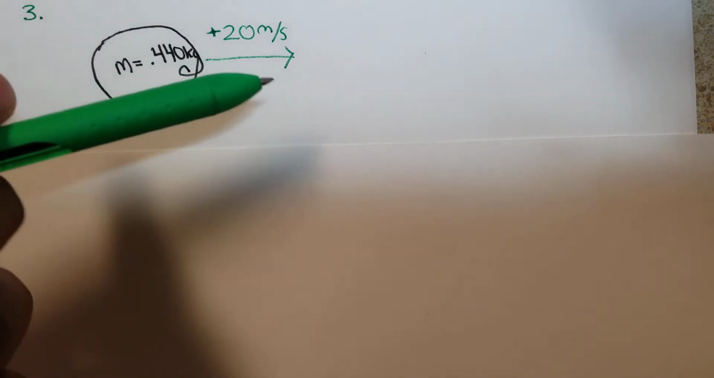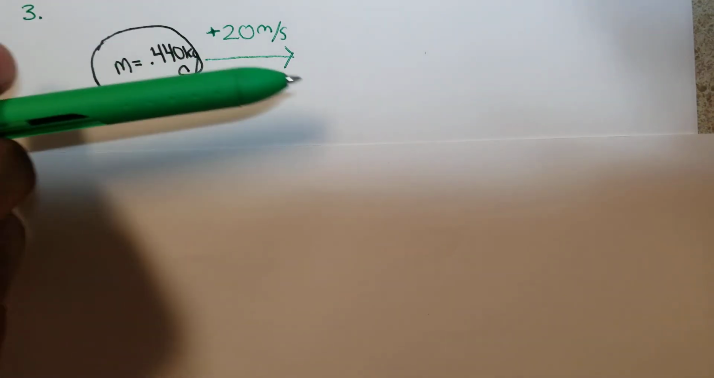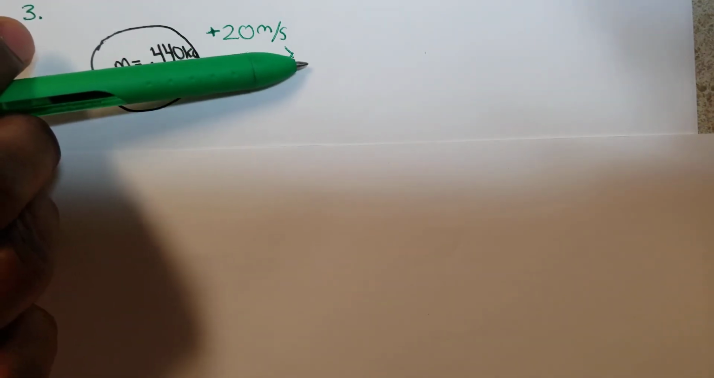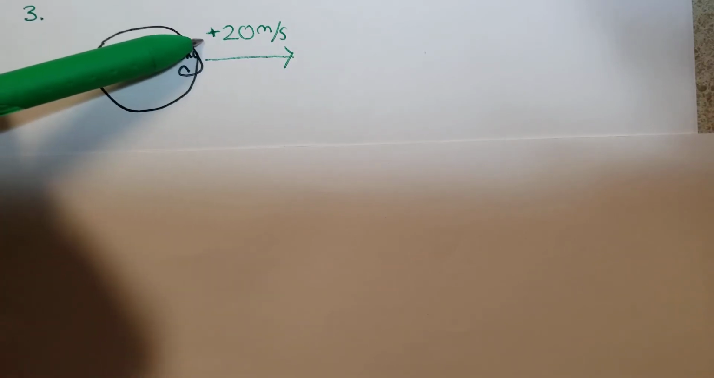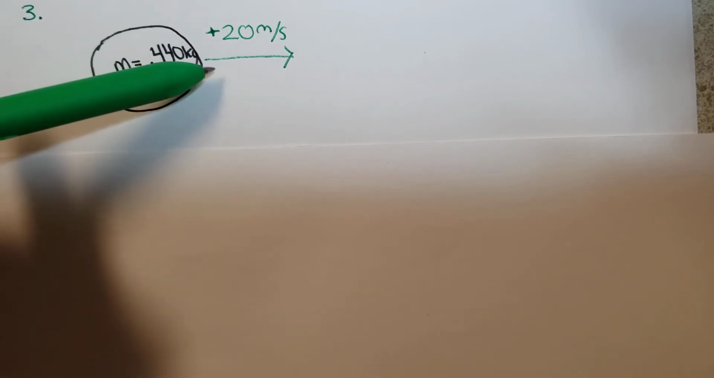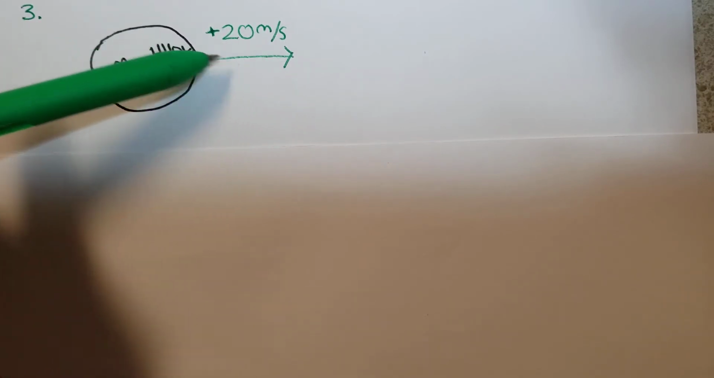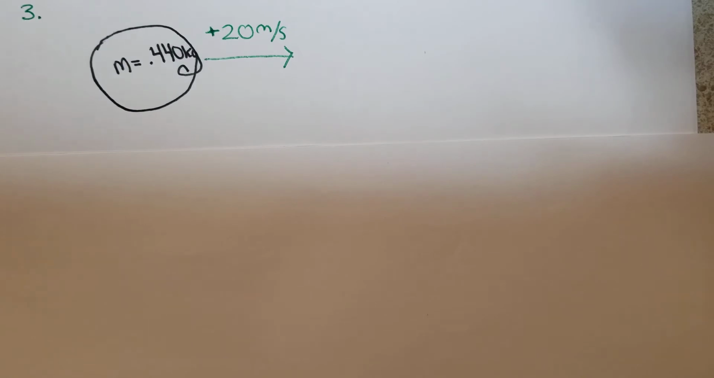And I'm going to say that it says it's coming at him. I'm going to say that direction is towards the right, and that's going to be my positive direction. So I have my ball and it's going 20 meters per second to the right. And that right direction is going to be called the positive direction.